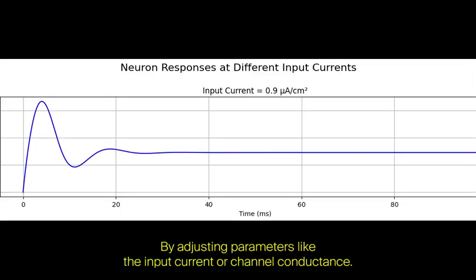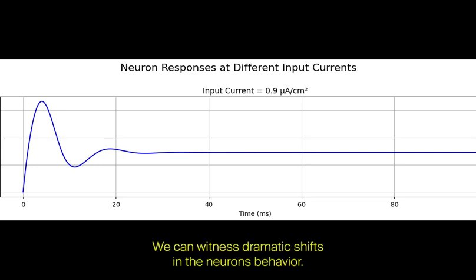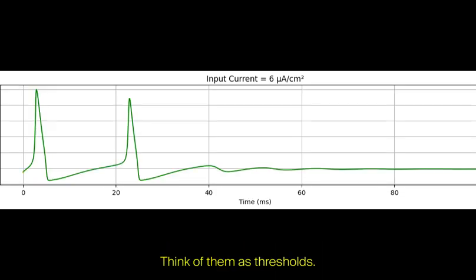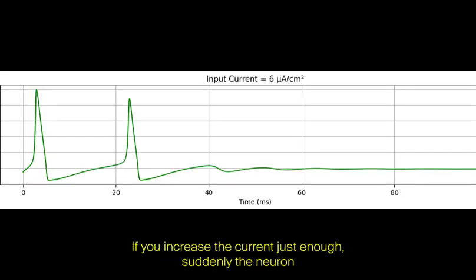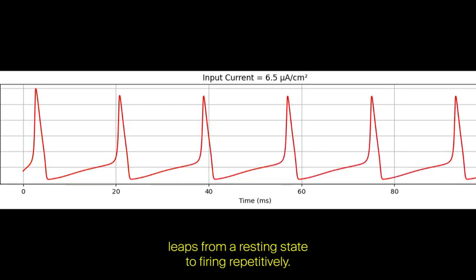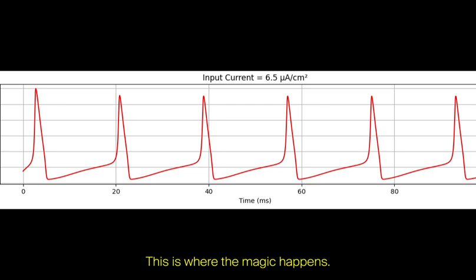Here's where bifurcation analysis steps in to add a whole new layer of understanding. By adjusting parameters like the input current or channel conductance, we can witness dramatic shifts in a neuron's behavior. These shifts, known as bifurcations, act like turning points in the system. Think of them as thresholds. If you increase the current just enough, suddenly the neuron leaps from a resting state to firing repetitively. This is where the magic happens.